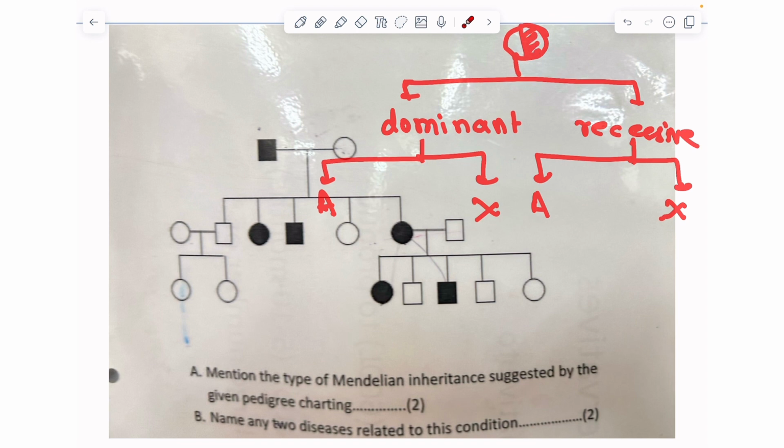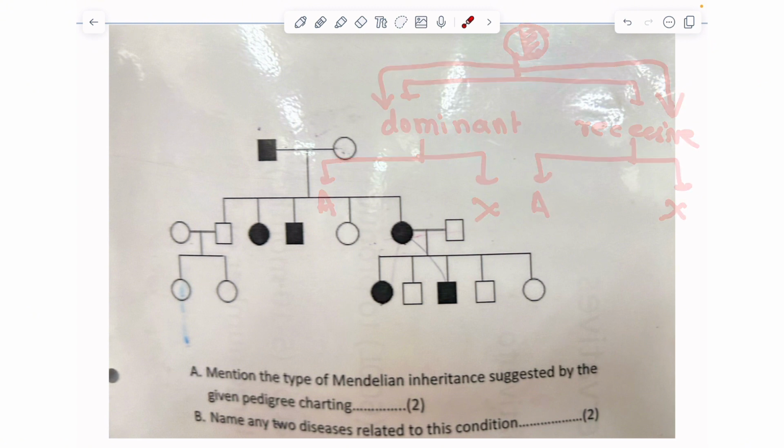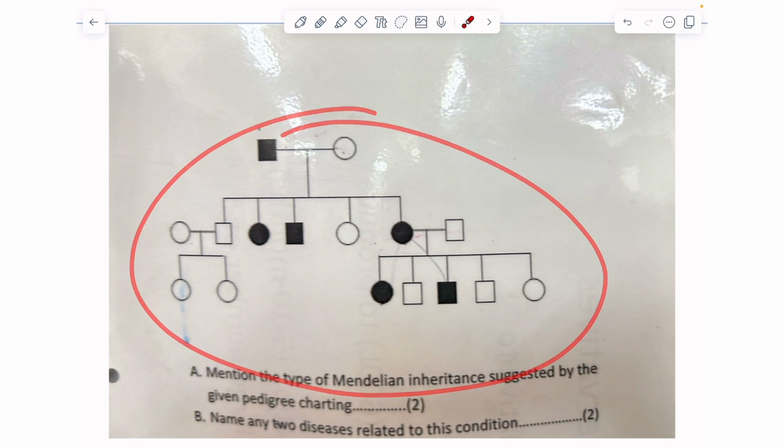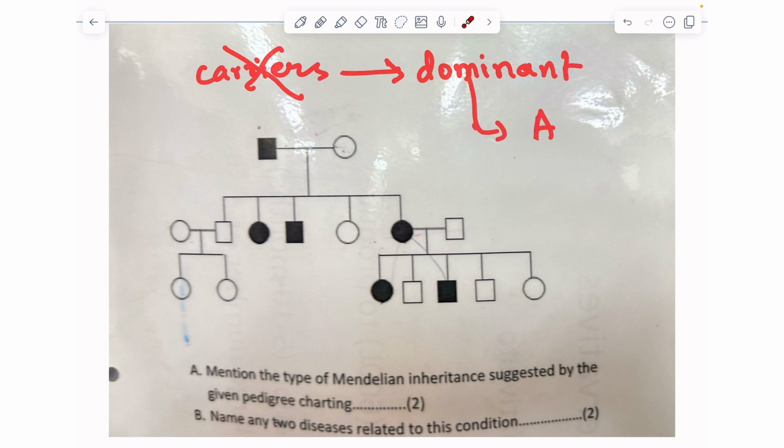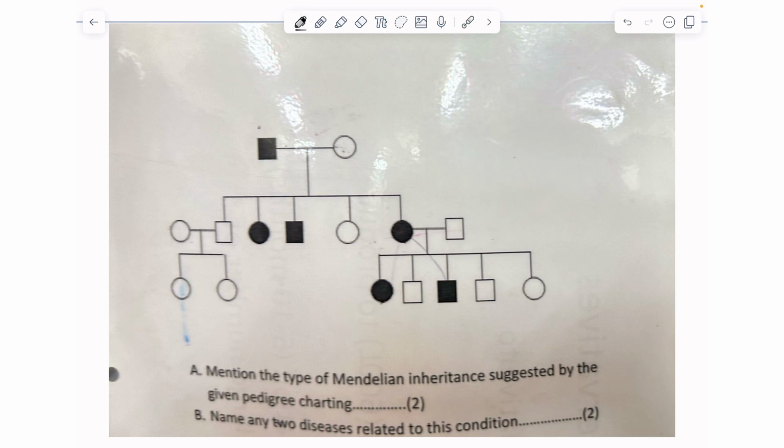Now, if carriers are present, you can directly go in this direction. That is, recessive inheritance is present. If carriers are not present, that means dominant inheritance is what's shown here. In this case, are carriers present? No, carriers are not present. That means the type of inheritance is dominant. Now under dominant, it can either be autosomal or X-linked. You can check for either one of them. Since I just taught you autosomal, let's look at autosomal dominant inheritance.